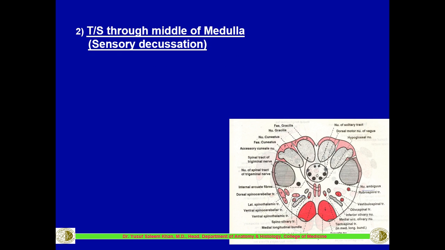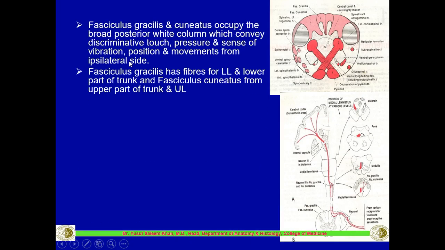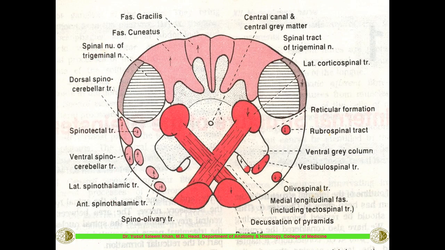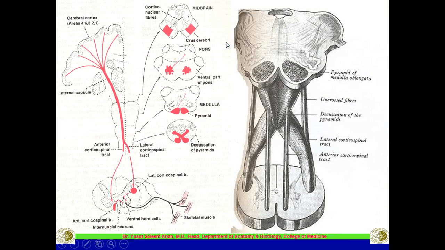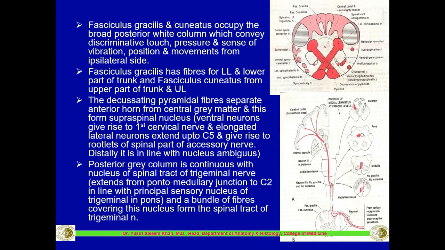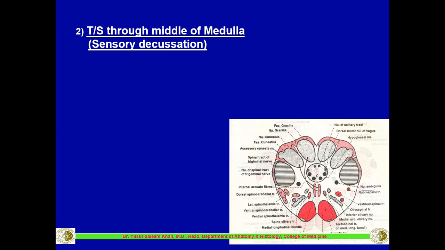If you take a section at the middle part of the medulla oblongata where there is crossing of the sensory fibers, then this is called the sensory decussation. This is the motor decussation. We have seen this is the motor decussation. So this is called the pyramidal decussation, or also called the motor decussation. Now what we are studying is the sensory decussation.